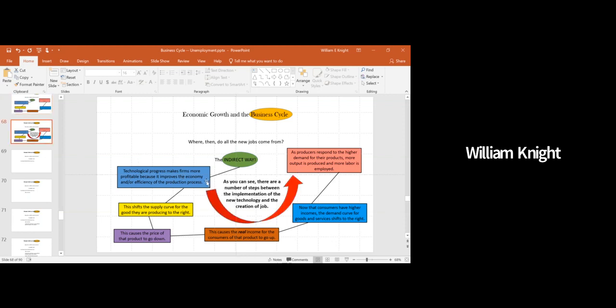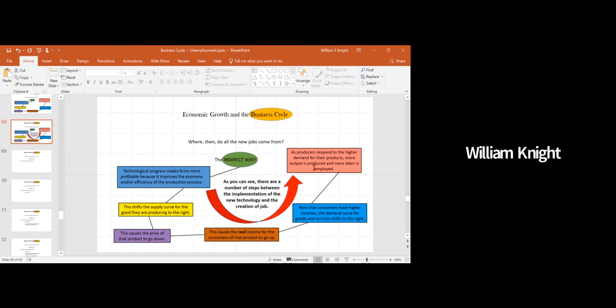But look, as you can see, there are a number of steps between the implementation of the technology, which is this blue box, and the creation of jobs, which is this pink box. You have to go through all of these steps right here. Now, that's going to take some time, and that's why the structural unemployment takes a little bit longer.